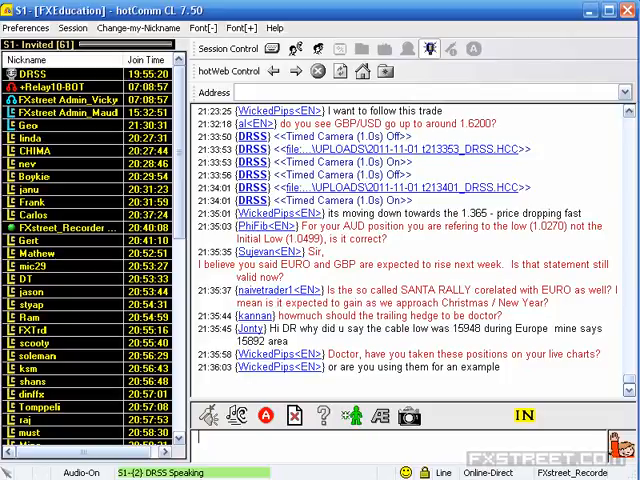Then Ram, how much could be the rise in the case of euro and GBP? See, when they are physically gaining the levels, you just watch that. Always have the mindset of reacting to the current market levels.